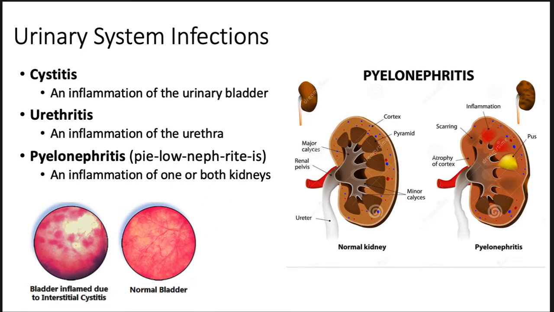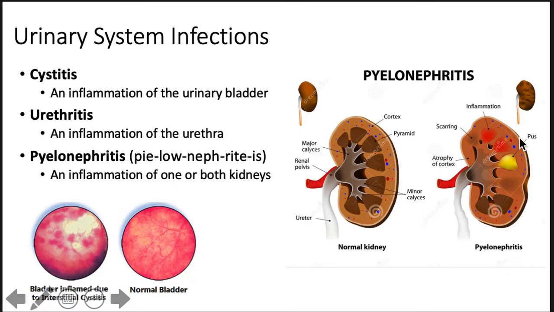So here's an image down here that shows you what the bladder normally looks like, just healthy. You can see all the blood vessels, and a bladder that's inflamed due to interstitial cystitis, right? Inflammation of the bladder due to an infection. You can see it looks very different. You have all these spots, right? It's very spotted, dark spots, thick, dark spots, okay?